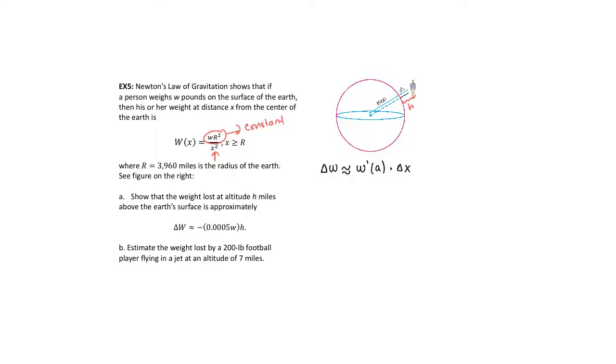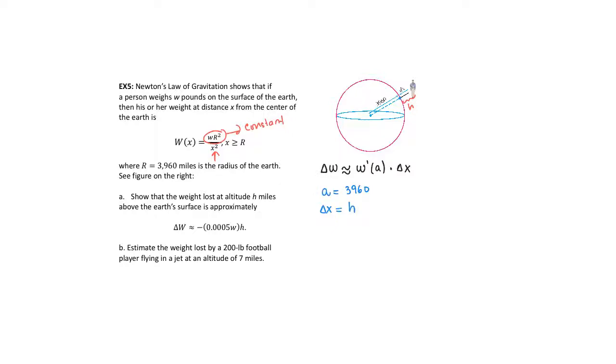Now, in this case, we haven't really defined A. I'm thinking of A as being exactly the radius of the Earth, so at the Earth's surface. A is going to be 3,960. And then delta X, we know, is going to be equal to h. That was practically given to us.